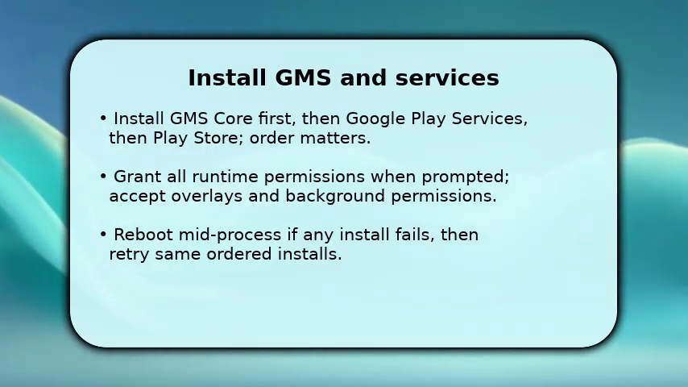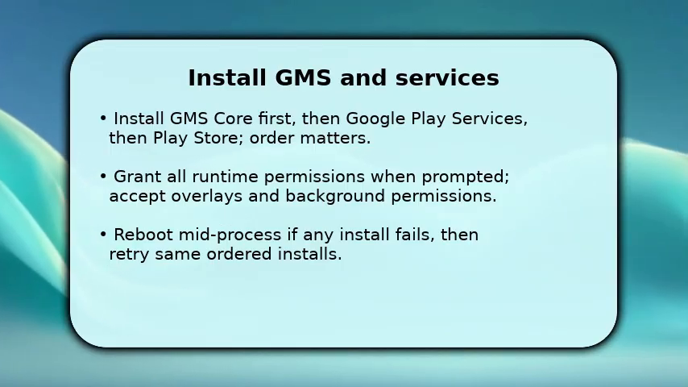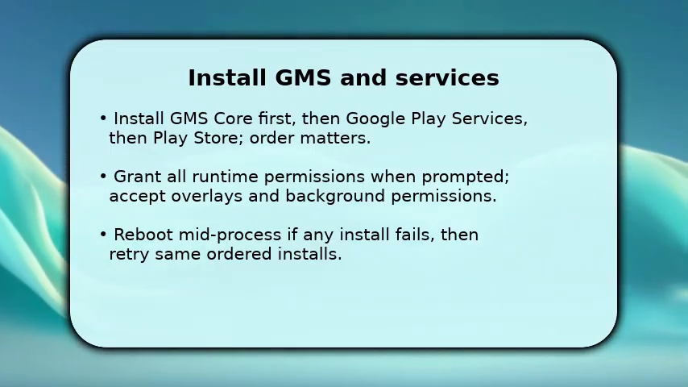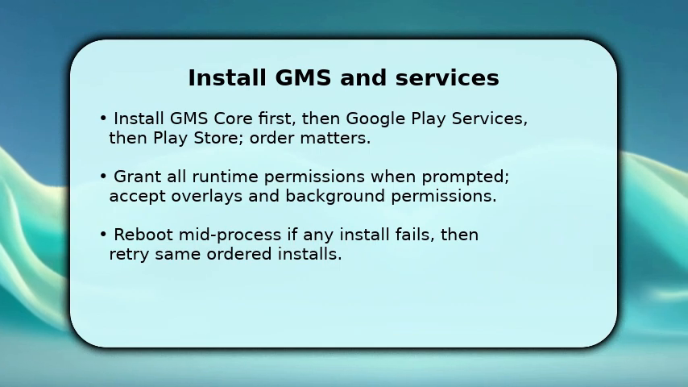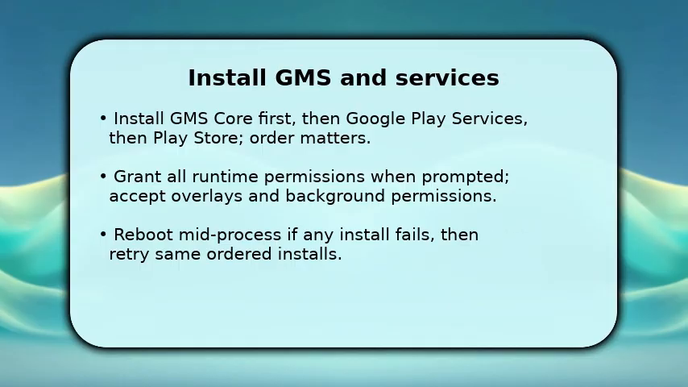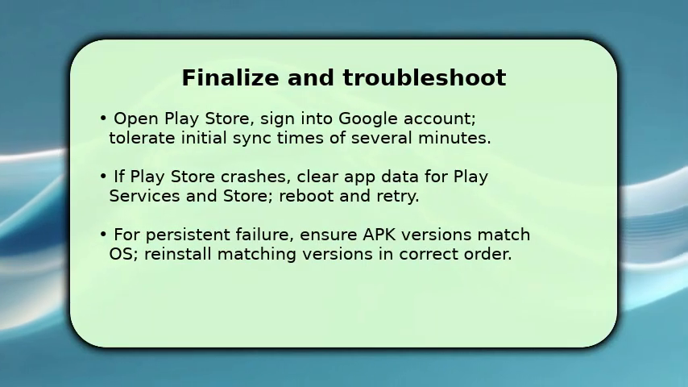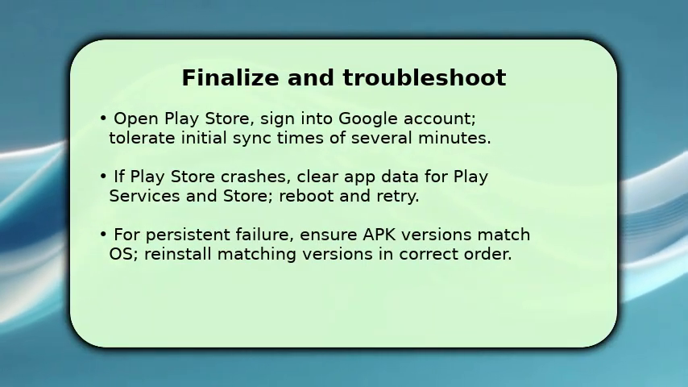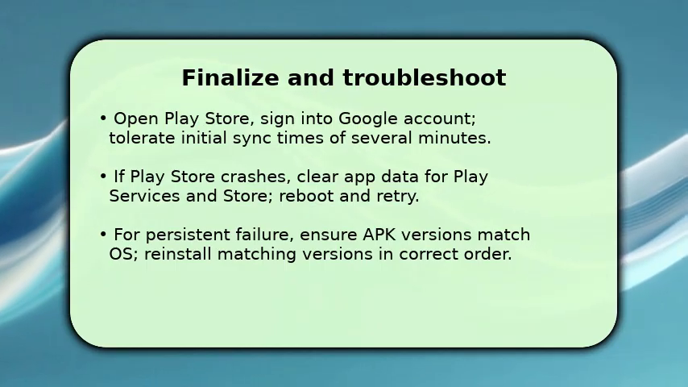If Android blocks an install, grant the specific permission and restart the install sequence. Make sure you keep network access on. Some components finalize during background initialization. To finish, open the Play Store and sign into your Google account. Initial sync may take several minutes, so be patient.